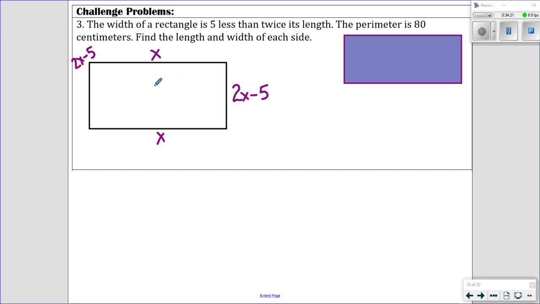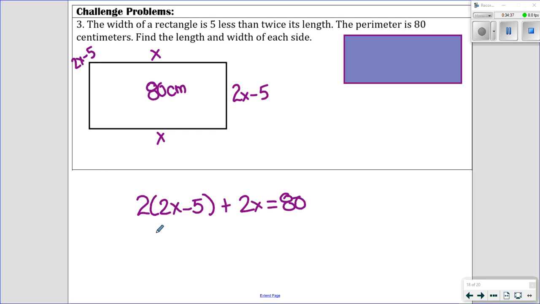Alright, so now they said the perimeter is 80 centimeters. Find the length and the width of each side. So we got 2 of the widths, which is 2 times (2x minus 5), plus 2x, which gives us 80. Now we're going to solve. So we got 4x, the distributive property. Just do the arrow, so remember that. Then we get 2x. Combine like terms, that gives us 6x minus 10.